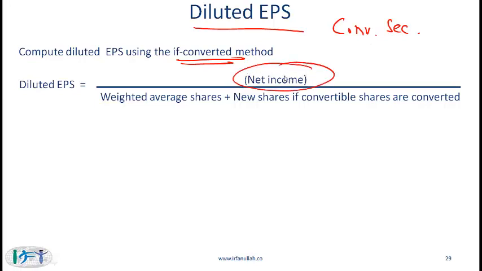If you take a convertible preferred stock, then assuming that convertible preferred stock is converted, there would be an impact on the net income available to common shareholders. So we need to compute that net income. And then in the denominator, there would be an increase in the number of common shares outstanding because of the conversion, and that also needs to be accounted for.